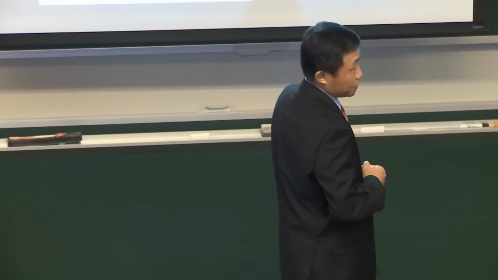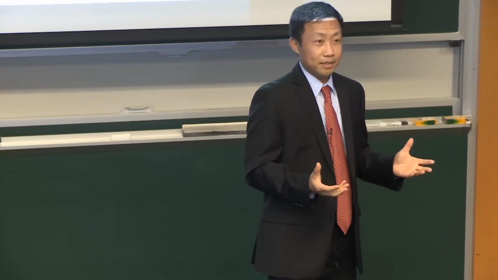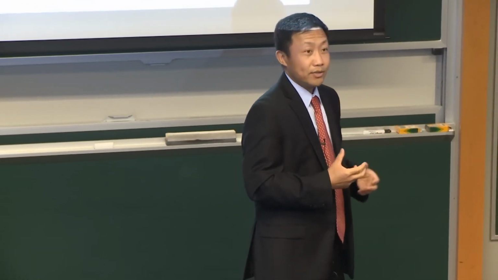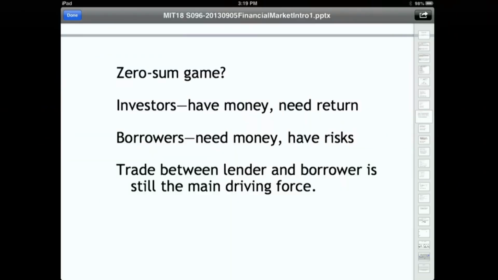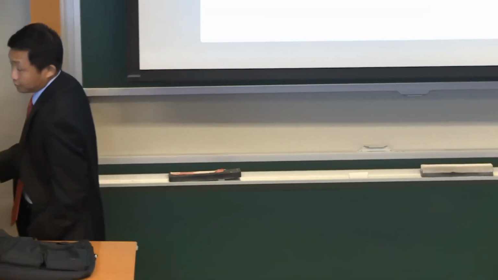And for the borrowers, whoever needs money, they need to have access to capital, right? Different borrowers have different risks. Some people borrow money and never return it, or never generate any returns, or never even return the principal. And so the trade between lenders and borrowers is, again, essentially the main driver of the financial markets.